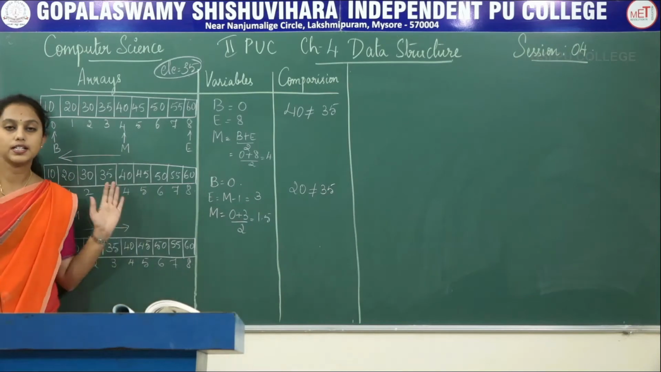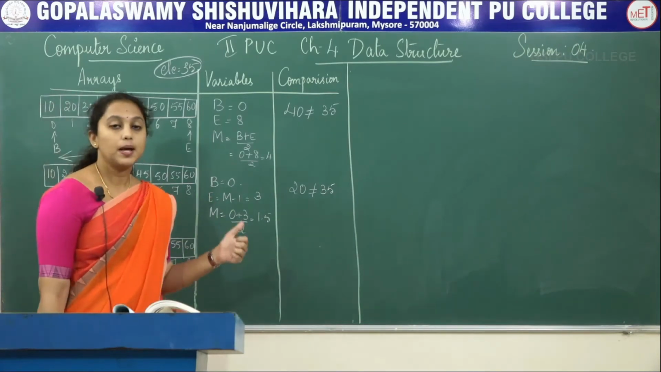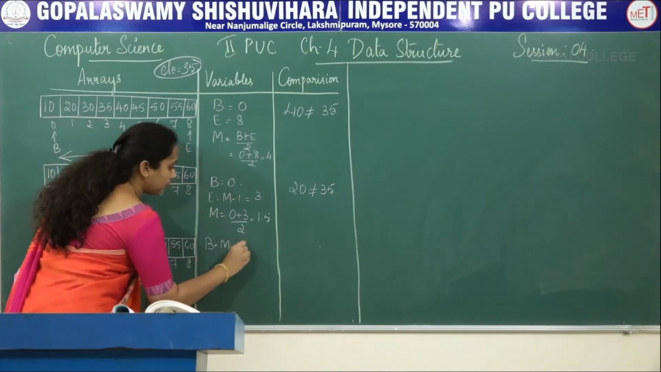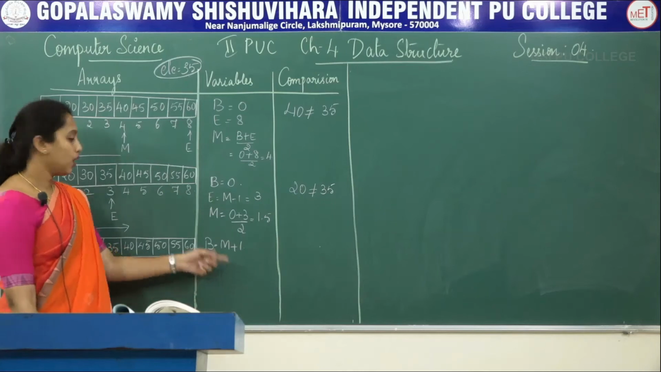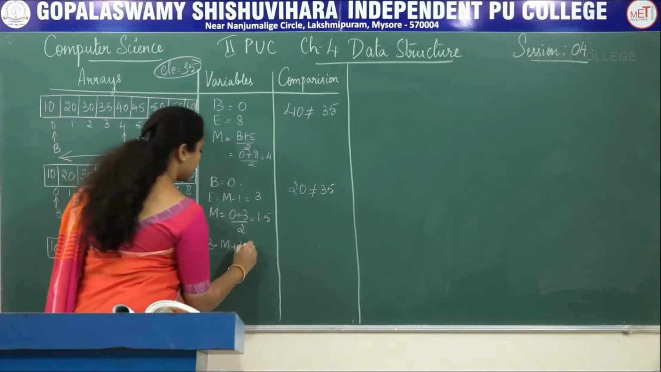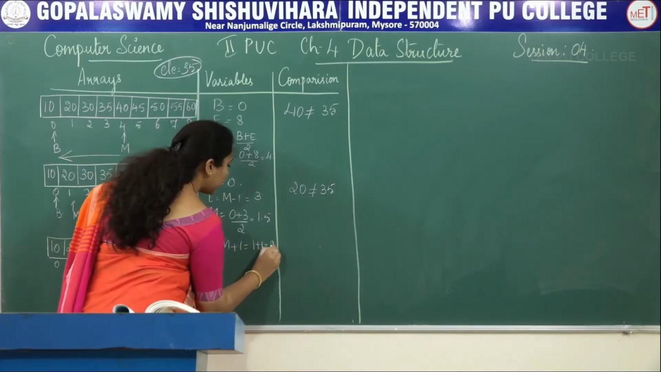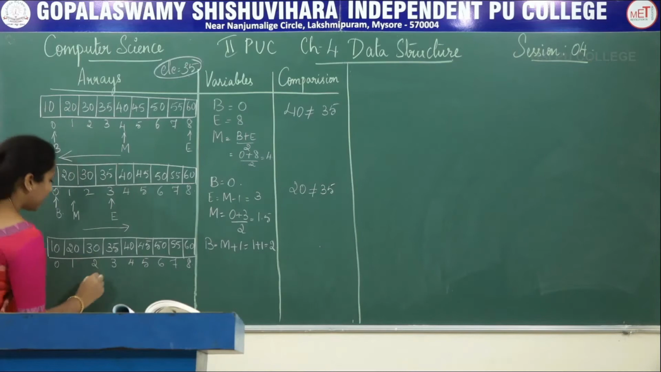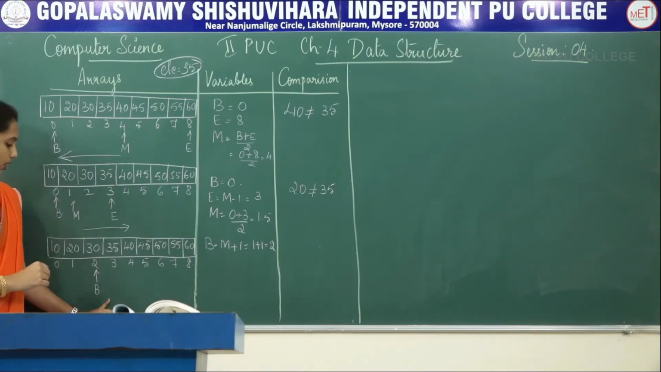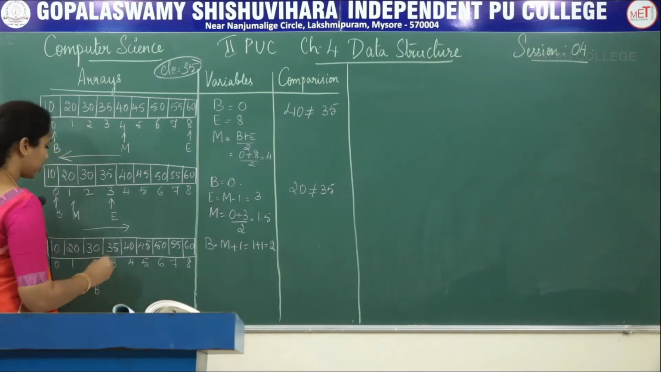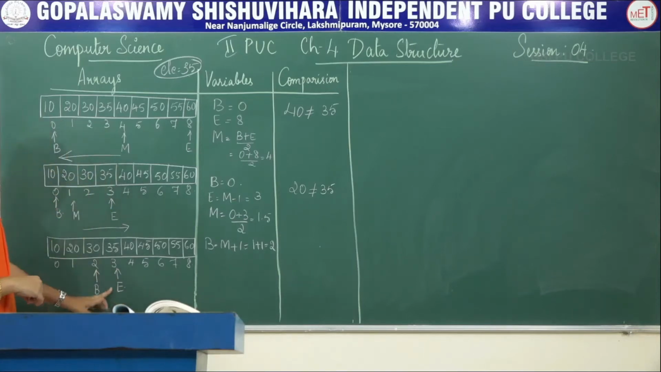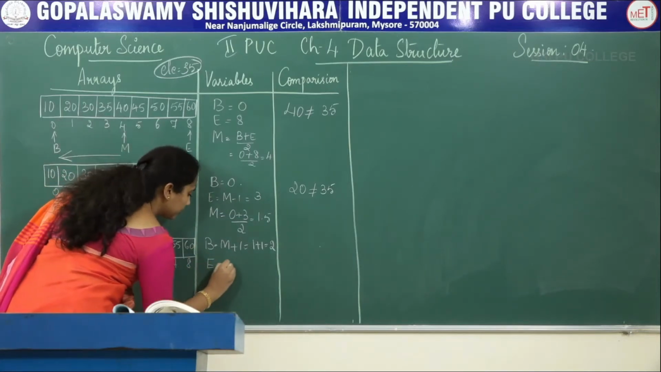If the search element is greater than the middle element, then beginning is equal to m plus 1. What is the m here? M is 1. What is m plus 1? M plus 1 is 1 plus 1, which is nothing but 2. So 2 is our beginning position. Next, what is the end position? End position is 3. E is equal to 3.